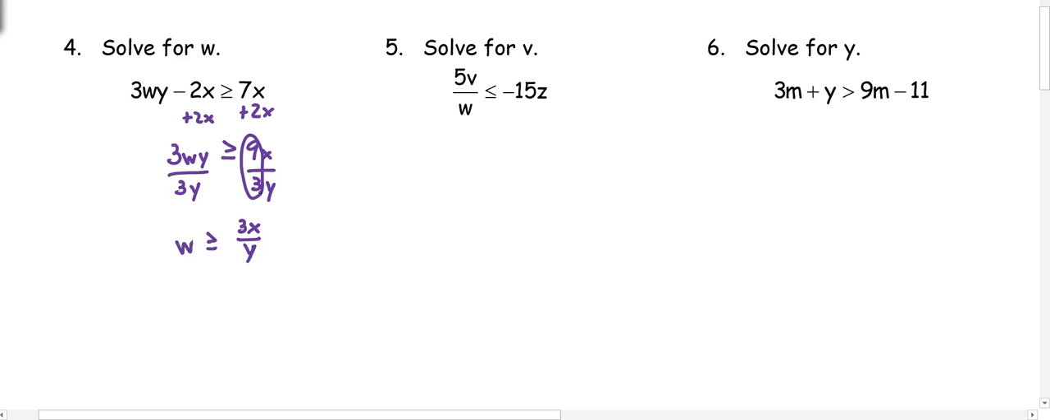Number five, solve for v. First thing we're going to do is multiply both sides by w, and we get 5v is less than or equal to negative 15zw. Then in order to get v by itself, we're going to divide by 5. Negative 15 and 5 are able to reduce, so we get v is less than or equal to 3zw.